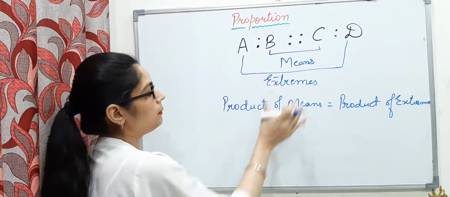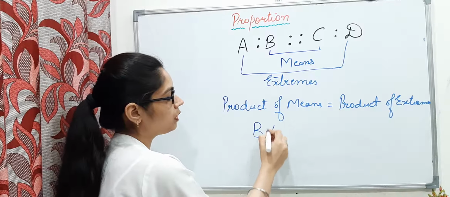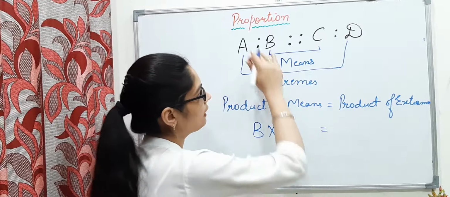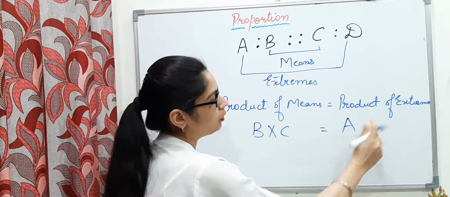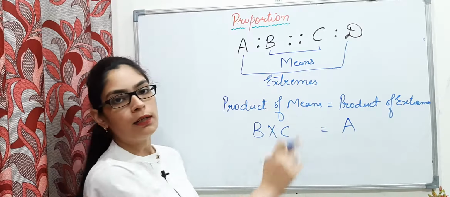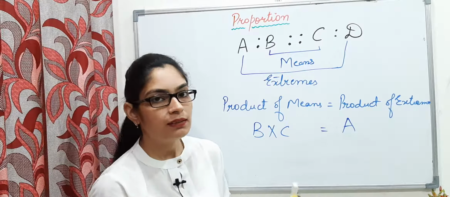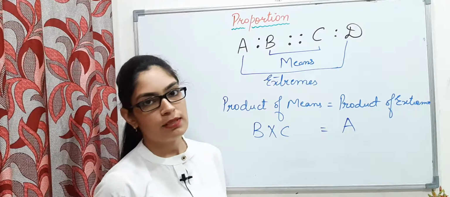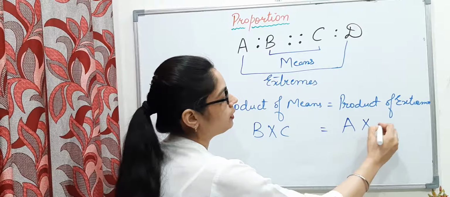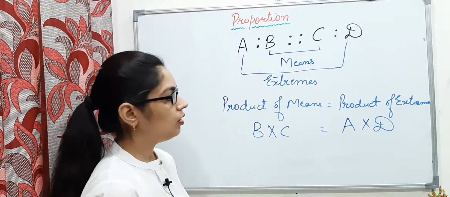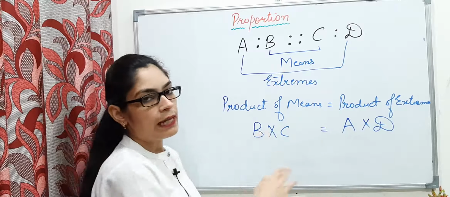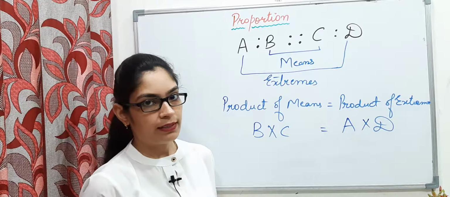So the means are B into C. B into C is equal to A into D, because the extremes are A and D. You can remember means as middle, from M, and extremes are the outer ones. So A into D. Always we can use this formula. In this type of proportion, four different quantities are there.